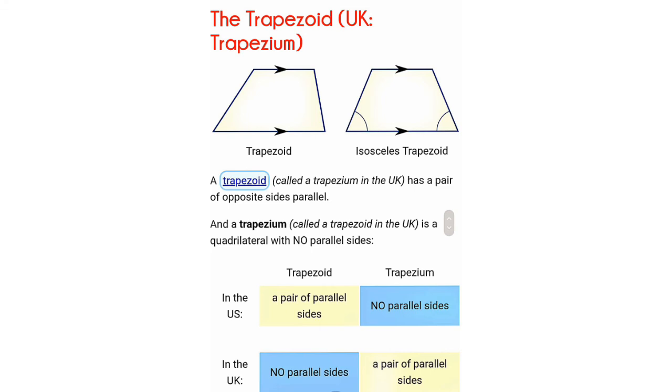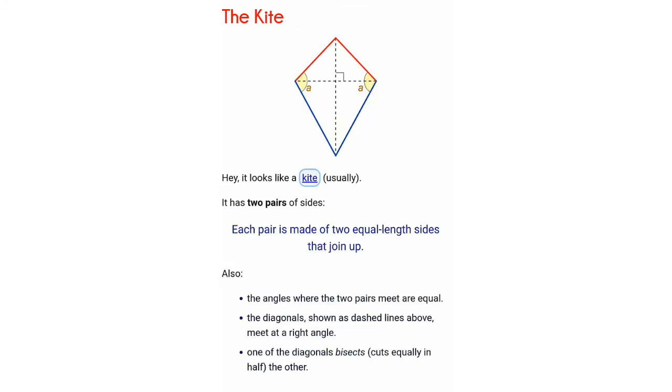Next we have kite. It looks like a kite usually. It has two pairs of sides. Each pair is made of two equal length sides that join up, and also the angles where the two pairs meet are equal. The diagonals shown as dashed lines meet at a right angle, 90 degrees. One of the diagonals bisects the other, meaning one of the diagonals cuts the other equally in half.